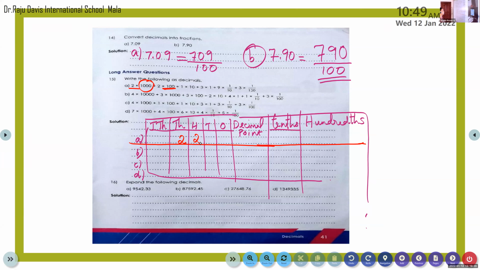Then in tens place, which is the number? Did you not finish drawing the place value chart? 1 in tens place. What about ones place? 3. Yes, look here. 3 into 1.